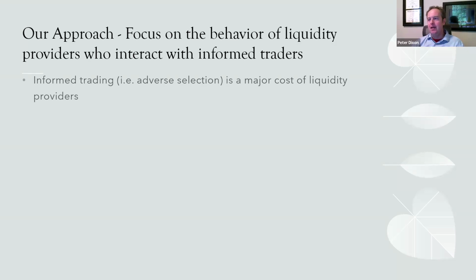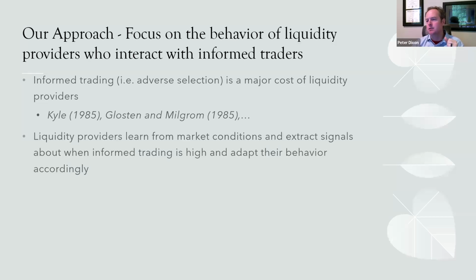Informed trading, adverse selection is a major cost of liquidity providers. And for the past 40 years, we've been relying on models like Kyle and Glosten and Milgrom that argue that the liquidity providers are going to change their behavior when they're faced with increased adverse selection. That's the whole idea of lambda changing when adverse selection goes up.